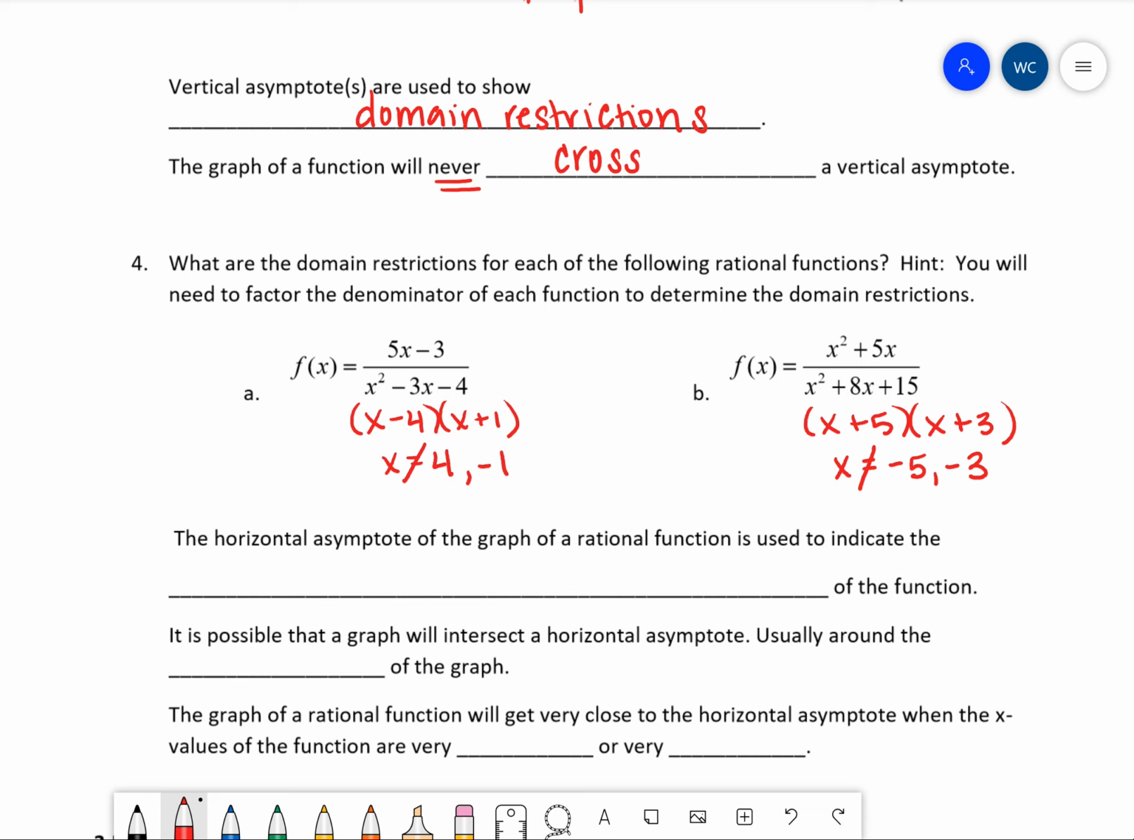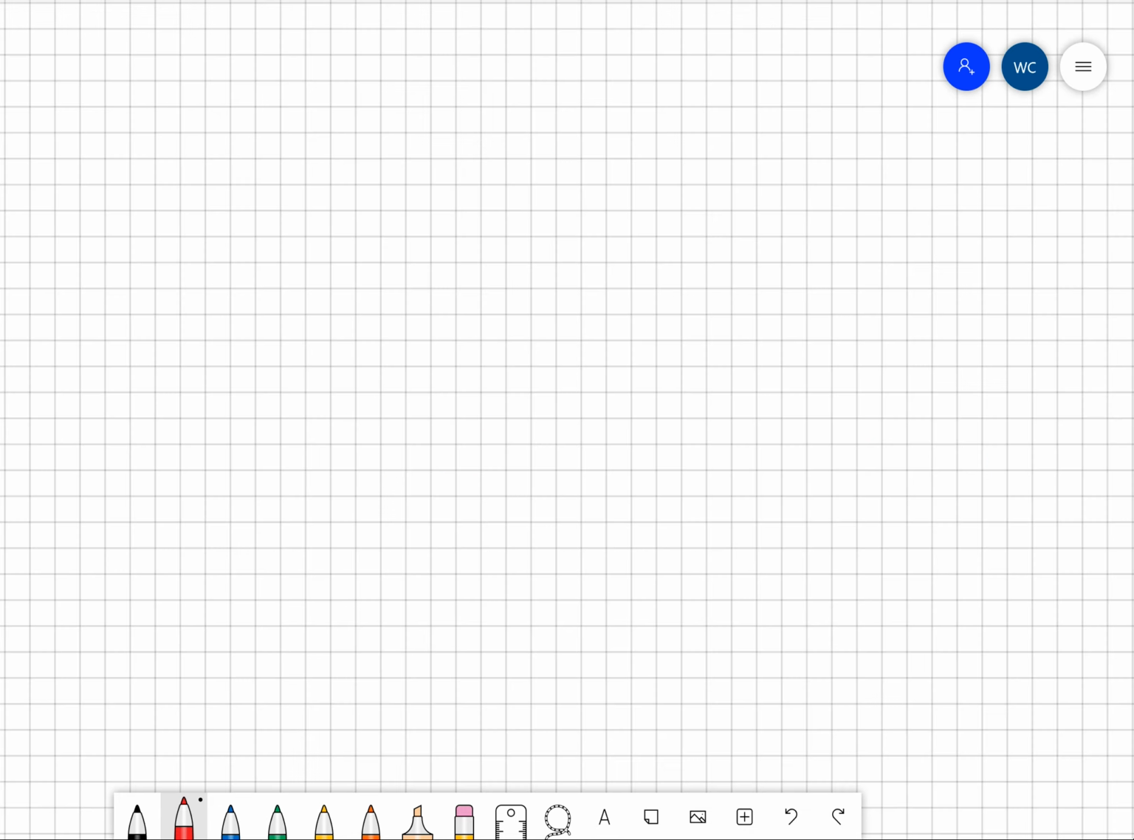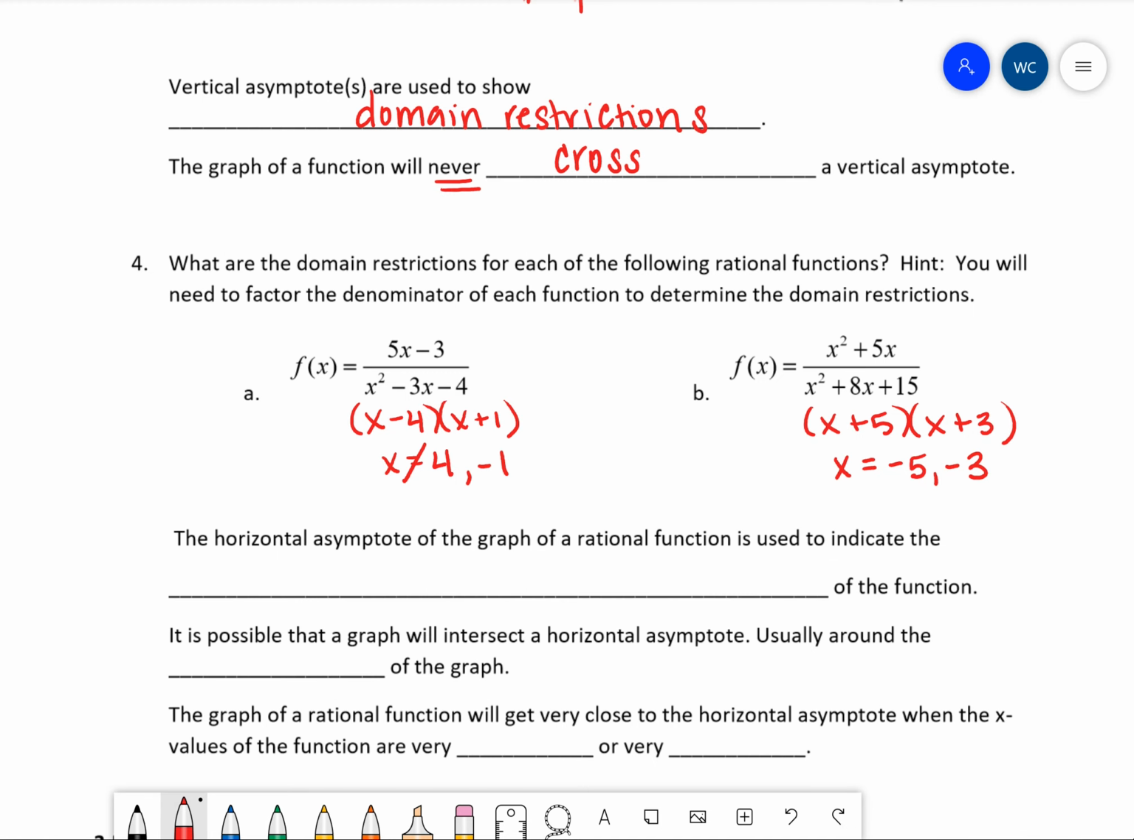So, looking at our notes, it says the horizontal asymptote of the graph of a rational function is used to indicate end behaviors.